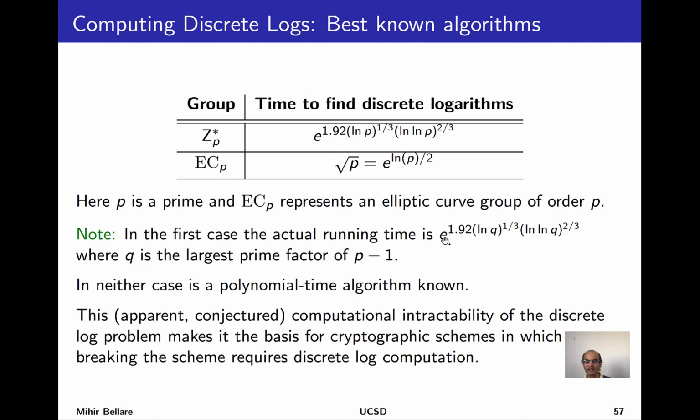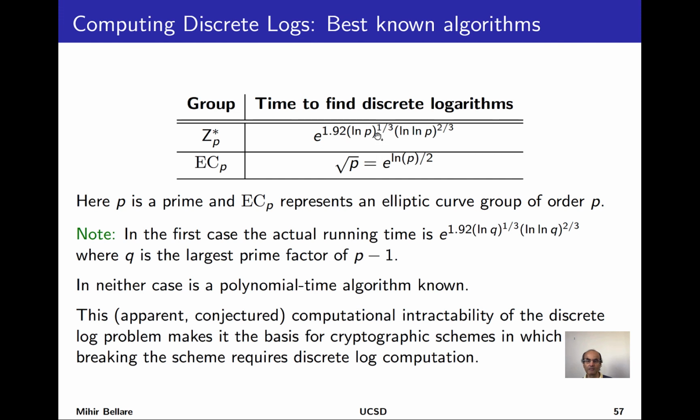There are some caveats. It's actually a little bit less because it's not really p that's here. It's the number q, which is the largest prime factor of the group order. But if p is properly chosen, q is very close to p. If you're in an elliptic curve group, the group of points over an elliptic curve, the running time is about square root of p. To compare these, write square root of p as e to the power half of the natural log of p. And you see that this is much bigger than this in the exponent. So this is a much slower algorithm. Okay, but this is just a complex formula. What does it actually mean in terms of how fast these algorithms run?